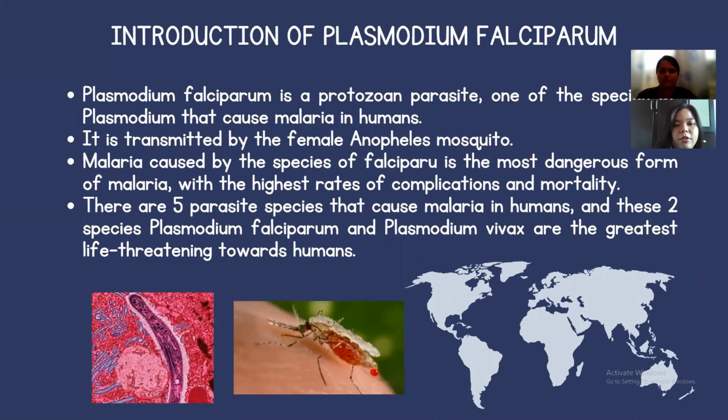For the introduction, Plasmodium falciparum is a protozoan parasite, one of the species of Plasmodium that cause malaria in humans. It is transmitted by the female Anopheles mosquito, and malaria caused by falciparum is the most dangerous form of malaria, with the highest rate of complication and mortality. There are 5 types of parasite species that cause malaria, and the two that are more life-threatening are Plasmodium falciparum and Plasmodium vivax.